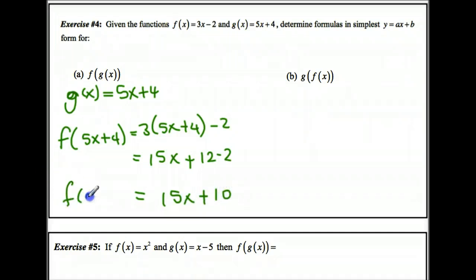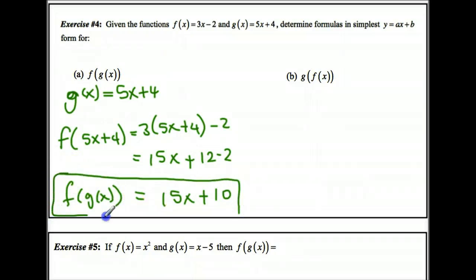So f of g of x is equal to 15x plus 10. The only difference with this one, guys, is that now I have a variable. I just don't have numbers. Let's try it here. g of f of x. So first thing, what's my f of x? That's my inside, my parentheses, 3x minus 2.